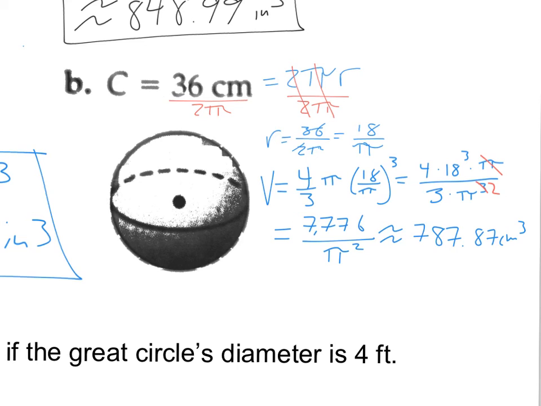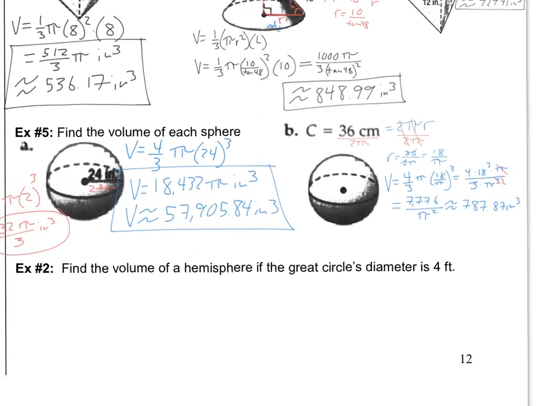Well, that means one of the pi's up here is going to cancel out with one of the pi's down here. So you're left with 4 times 18 cubed divided by 3 times pi squared, which ends up being just this, 7,776 divided by pi squared, which if you plug in your calculator is approximately 787.87 cubic centimeters. Okay, that's the number we're looking for. This is the exact answer. We just wouldn't typically leave it with the pi on the bottom like that, but it's okay if you leave it inexact. If they ask for it, you can.